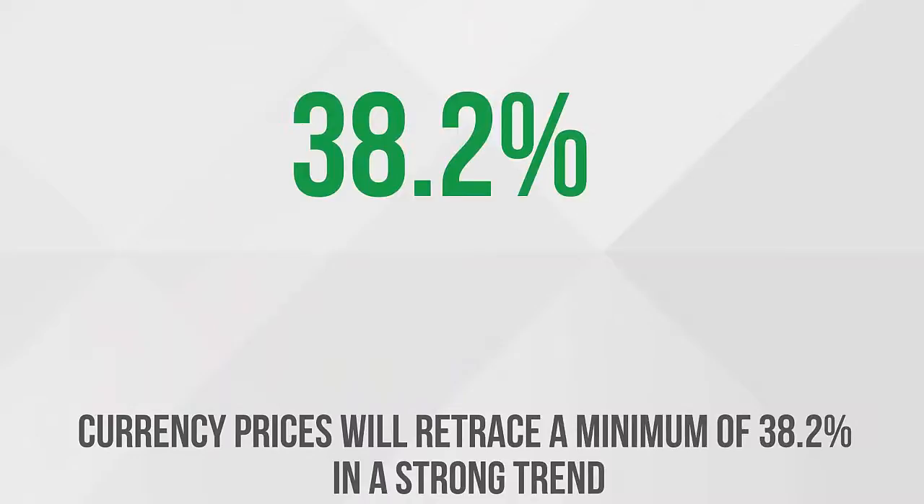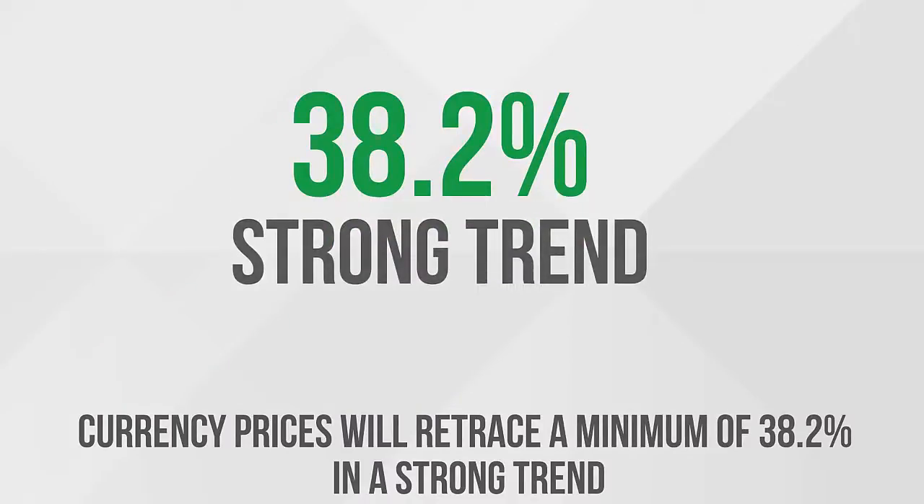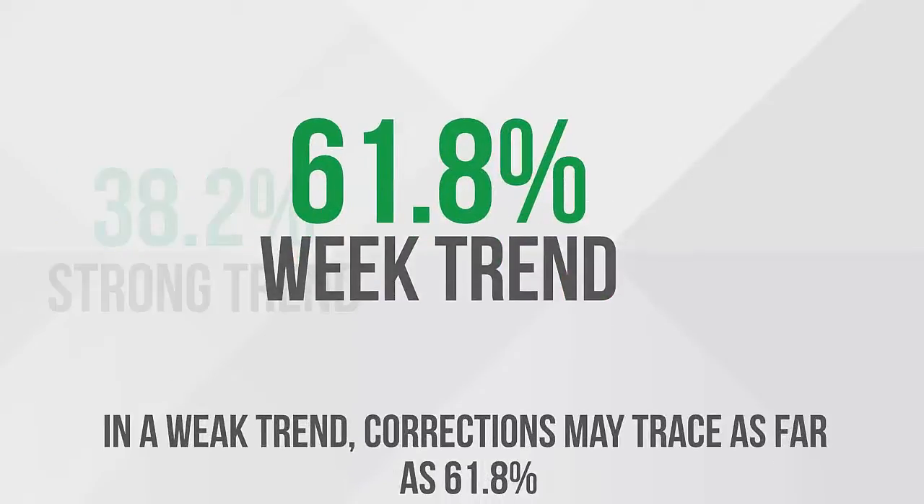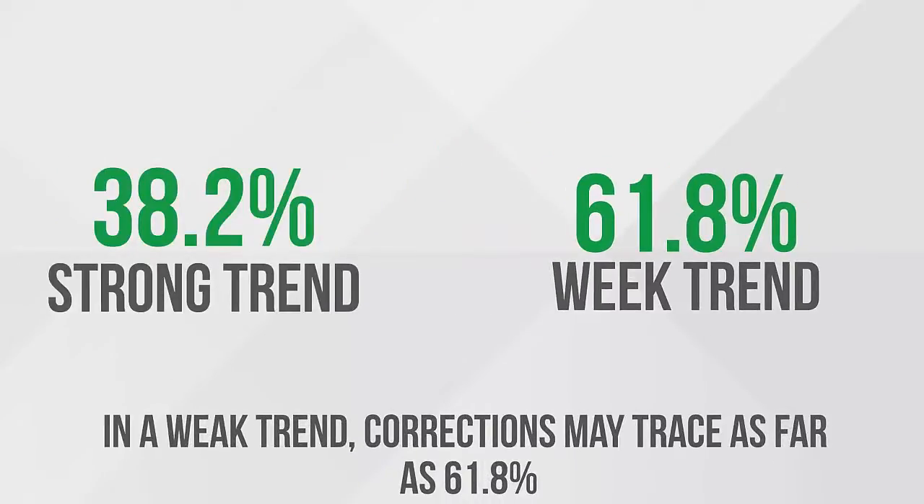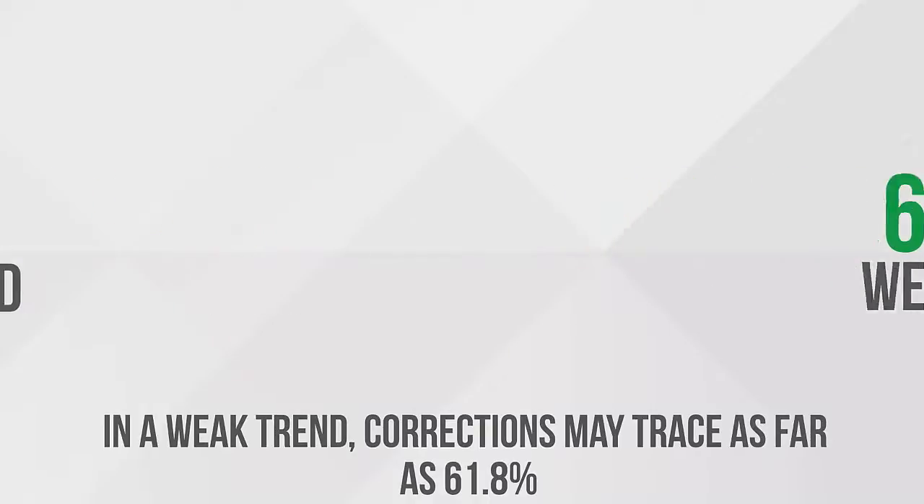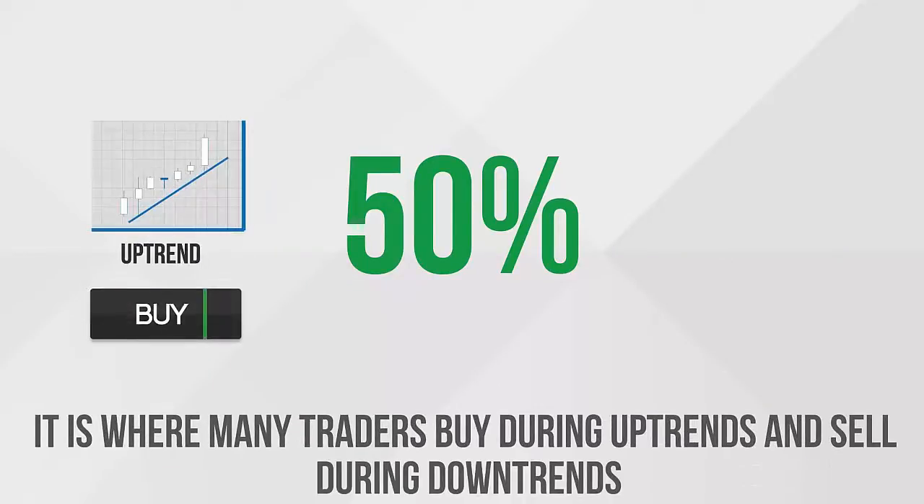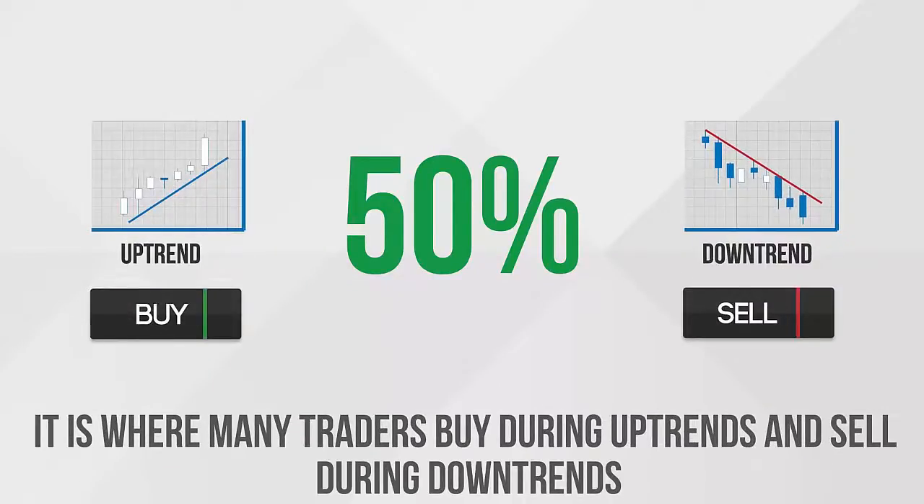Currency prices will retrace a minimum of 38.2% in a strong trend. In a weak trend, corrections may trace as far as 61.8%. The 50% retracement level is the most commonly monitored level and is where many traders buy during uptrends and sell during downtrends.